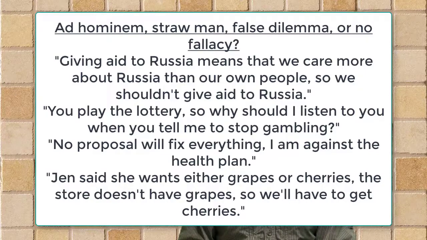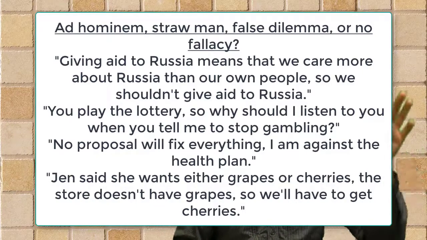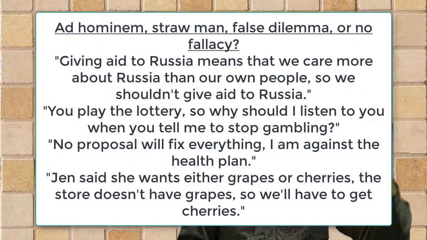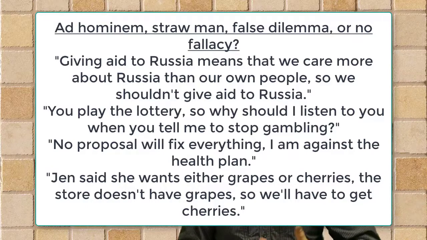Next one is, no proposal will fix everything. I'm against the health plan. This is a perfectionist false dilemma fallacy. You again have that idea that something has to be perfect, right? They say, no proposal will fix everything, so we shouldn't do it. It ain't going to be perfect, so I'm not going to do it. Instead of pointing out the ways that somebody could easily counter-argue and say, well, yeah, it's not going to fix everything, but it's going to fix this, this, and this, and that's worth it. Just because it doesn't fix everything, that's not an argument as to why it's not worth doing it. So that would be a perfectionist fallacy.